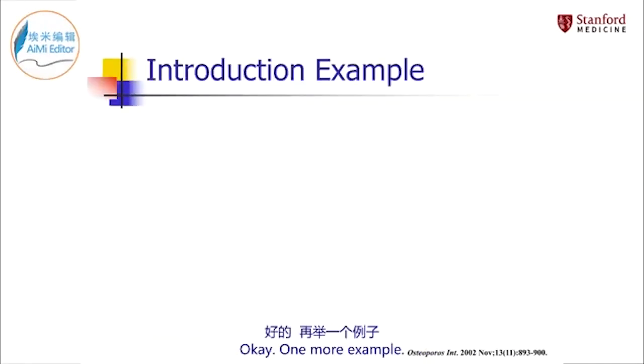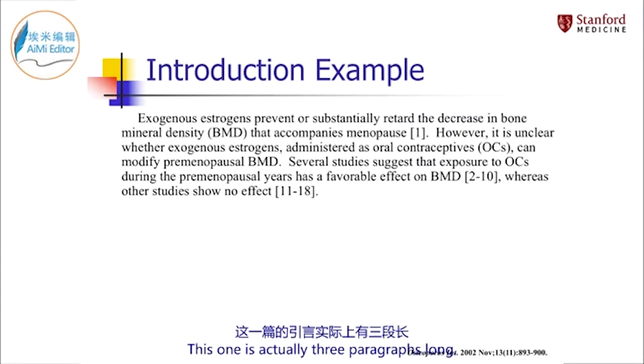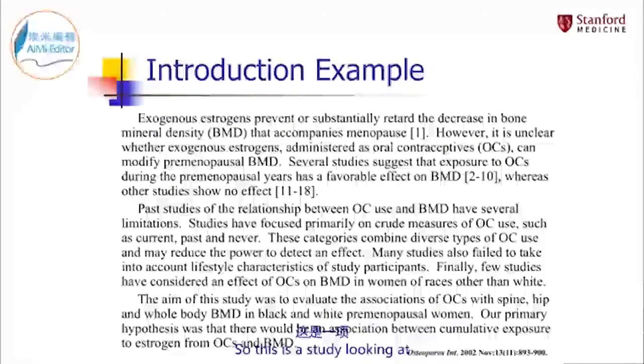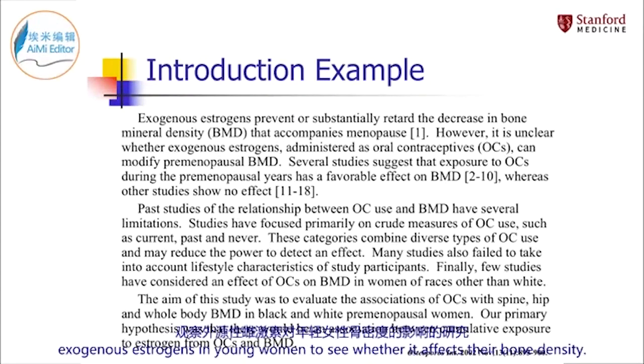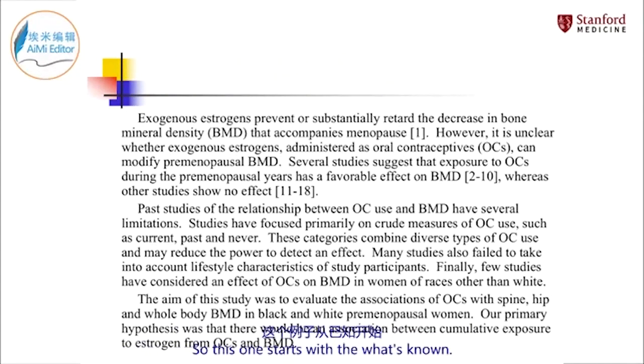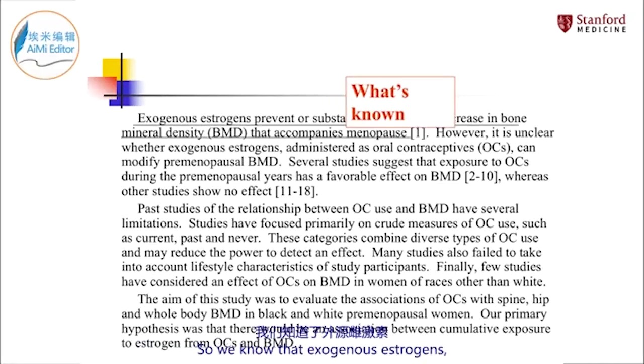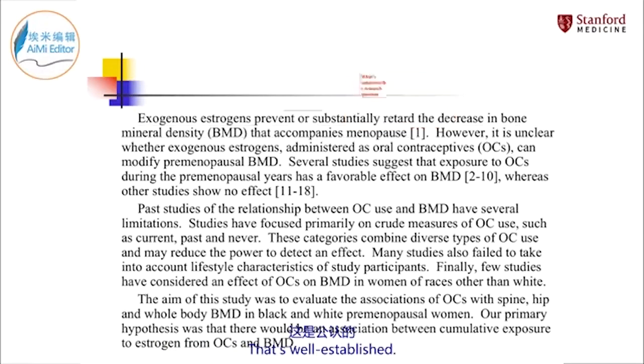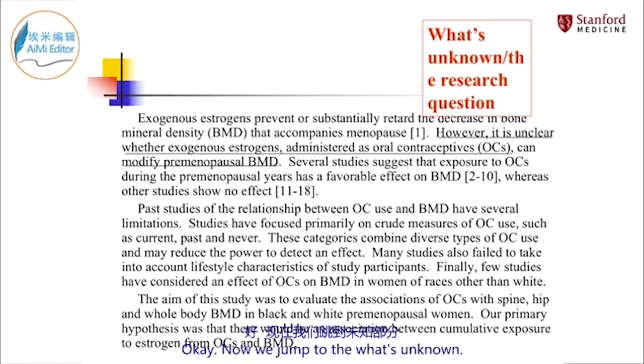Okay, one more example. This one is actually 3 paragraphs long. So this is a study looking at exogenous estrogens in young women to see whether it affects their bone density. So this one starts with the what's known. So we know that exogenous estrogens, that is giving women estrogen in postmenopause, that increases bone mineral density. That's well established. Okay, now we jump to the what's unknown.